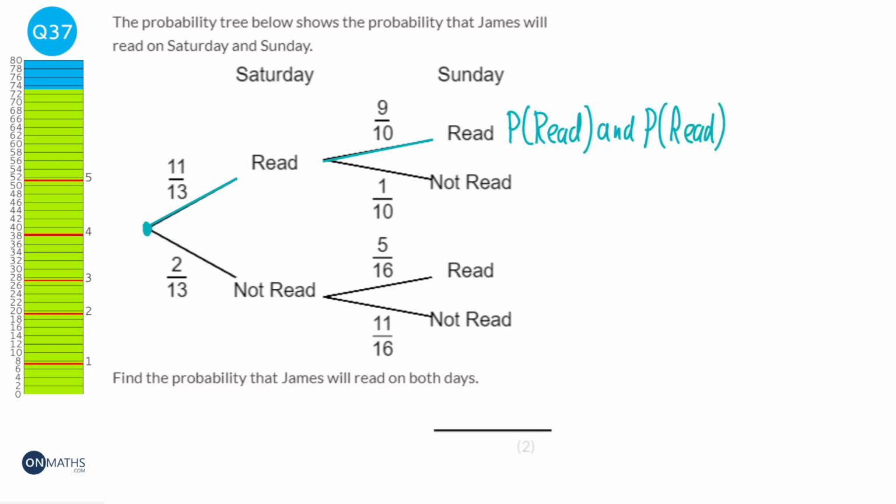And to work out what the total probability is, well, the first one says read on Saturday, so that would be 11 over 13. The second one is read on Sunday, so that would be 9 over 10. And the word and in probability means times. So we're going to do 11 times 9, which is 99, and 13 times 10, which is 130. So our answer will be 99 over 130.